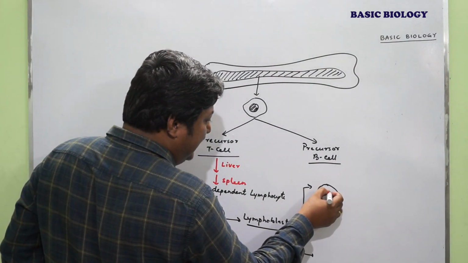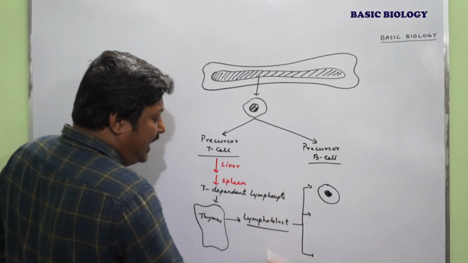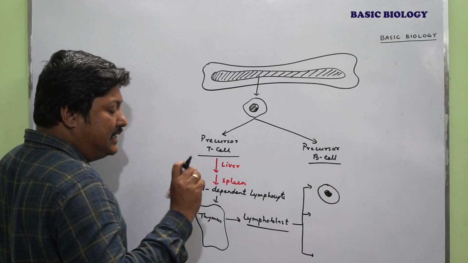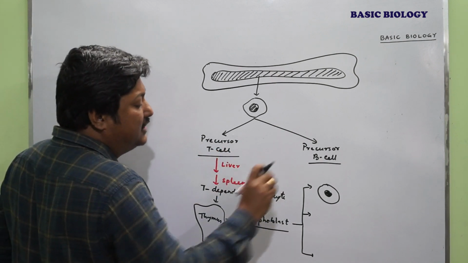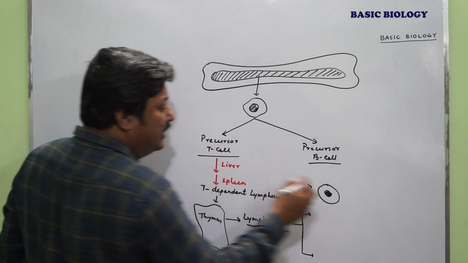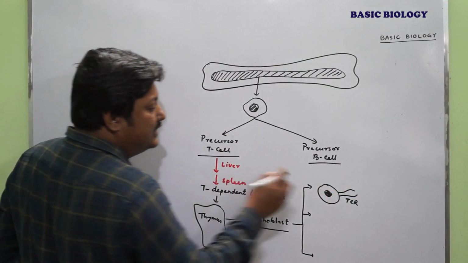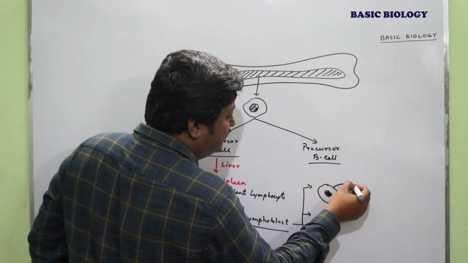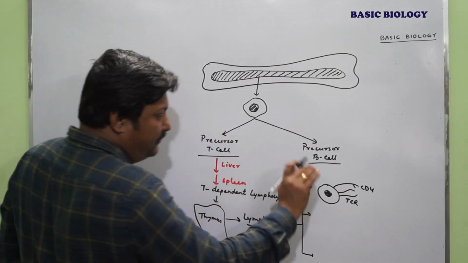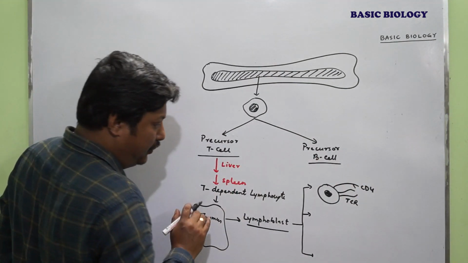One is the T helper cell, and in each kind of T cell there is a specificity: it consists of a membrane bound receptor known as TCR, and along with this TCR there is a membrane bound protein known as CD4. What is the function of CD4? That I will discuss later on.